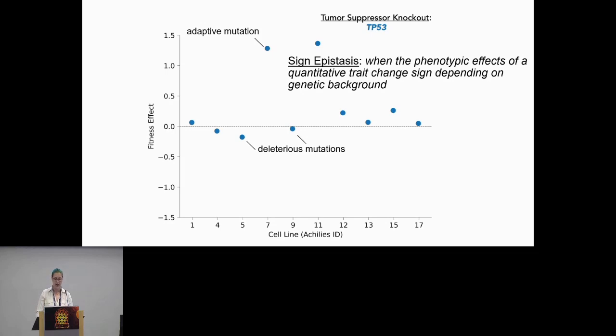And this behavior is not exclusive to TP53. In fact, it's found in numerous different tumor suppressing genes. Another example is RB1, which, as you can see here, shows similar behavior, with it being adaptive in some cases and deleterious in others.